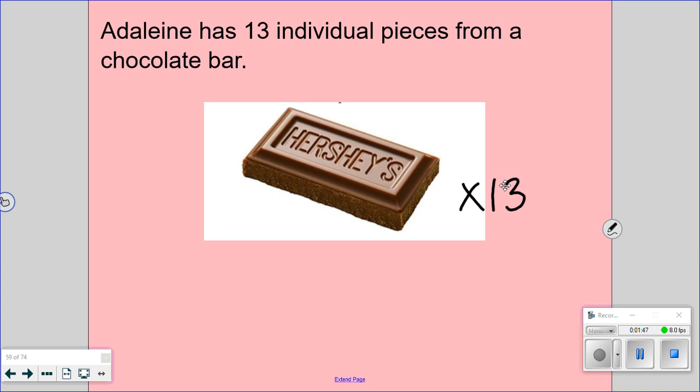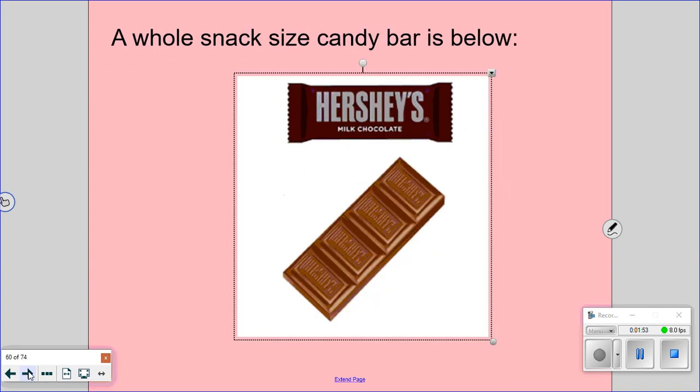Sure. Draw a little squiggle under this. We're going to get another piece of information. A whole snack-sized candy bar. Have you seen these before? Yeah. These are usually made little like this for Halloween or something. So a whole snack-sized candy bar is below.